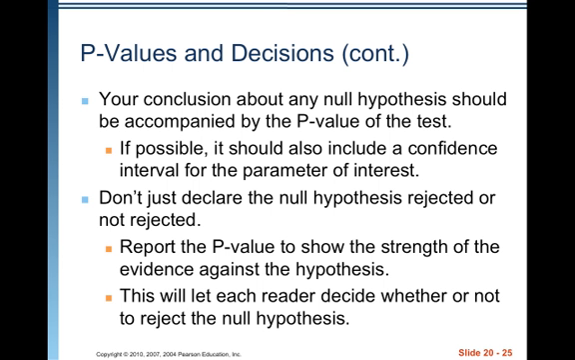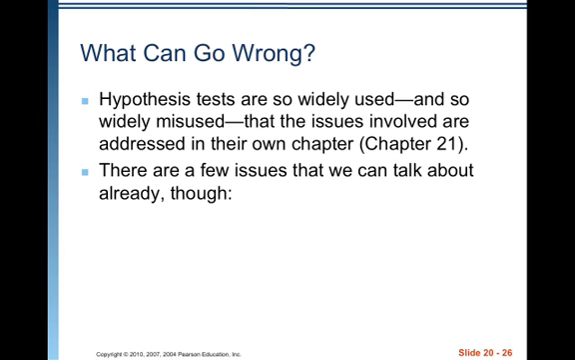Your conclusion about any null hypothesis should be accompanied by the p-value of the test. If possible, it should also include a confidence interval for the parameter of interest. Don't just declare the null hypothesis rejected or not rejected. Report the p-value to show the strength of the evidence against the hypothesis, and this will let each reader decide whether or not to reject the null hypothesis.